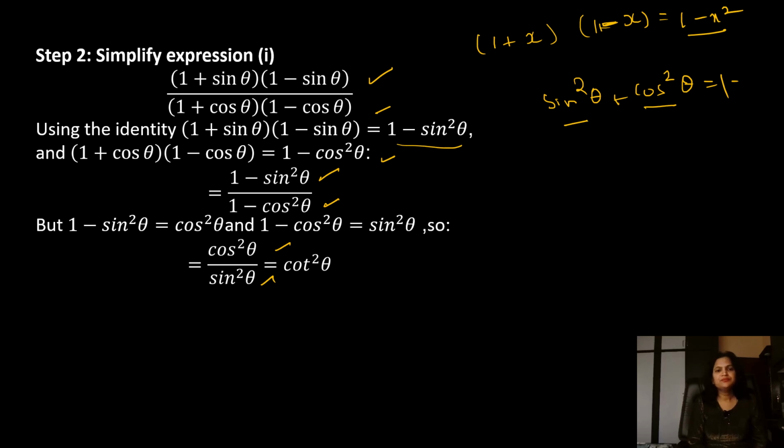We know that cot theta equals cos theta by sin theta. That's why it is replaced by cot theta. Then the square is written as it is: cot square theta, by using this formula.